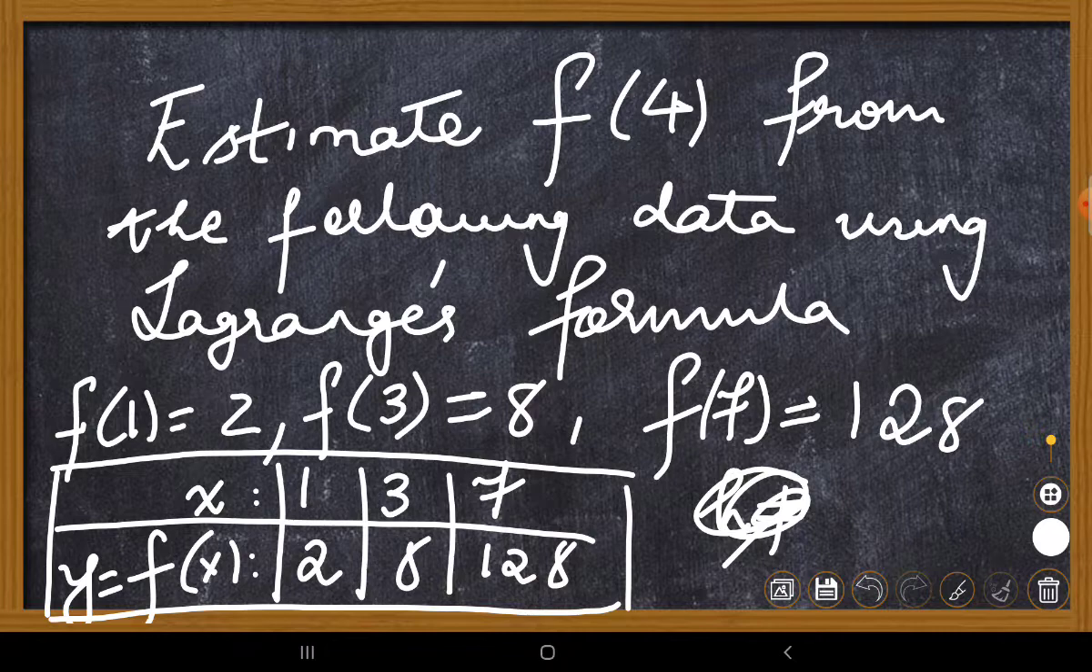So here, since three values of x are given, that means 1 is x0, 3 is x1, and 7 is x2. So you have to write Lagrange's formula, which consists of only x0, x1, x2. And then the missing value we have to find for x equal 4. Okay? So you write down Lagrange's interpolation formula.